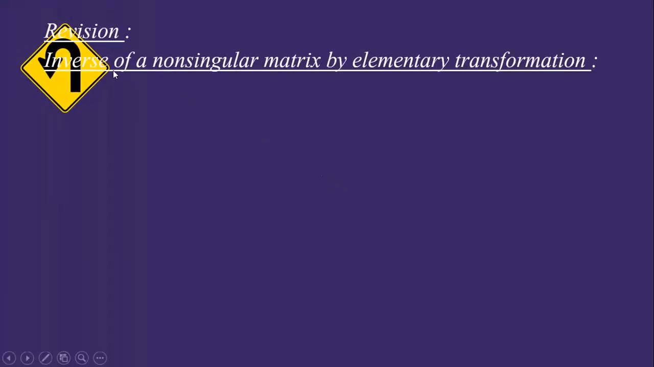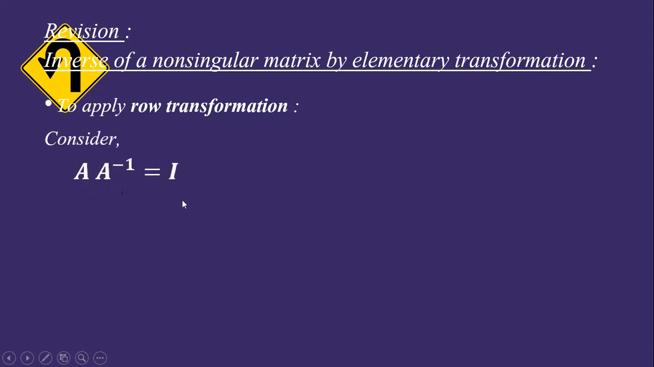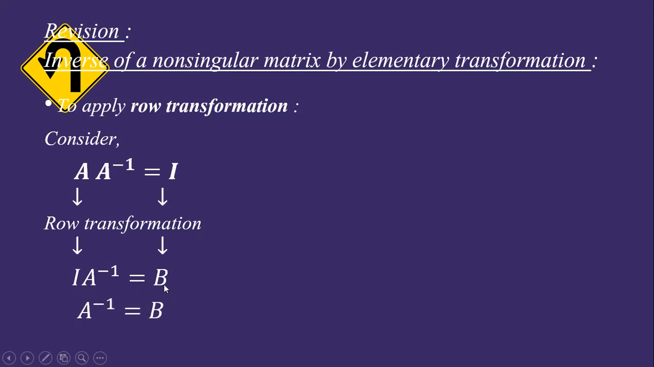Let us revise a few things. Inverse of a non-singular matrix by elementary transformation. To apply row transformation, we consider this equation A into A inverse equal to I. We apply row transformations on A and I simultaneously to convert this matrix A into an identity matrix. So we get I into A inverse is equal to B. I into A inverse is equal to A inverse. It is equal to B. So inverse of this matrix A is B.